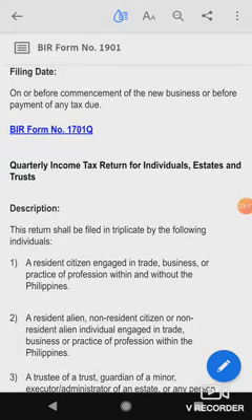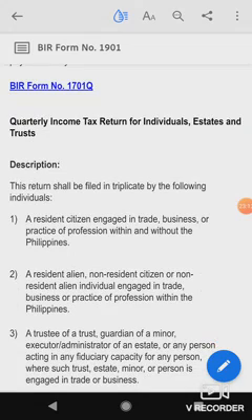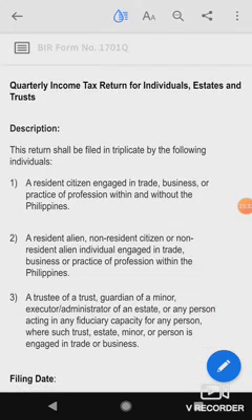BIR Form Number 1701Q. Q means quarterly income tax return for individuals, estates, and trusts. So when we say quarterly, it is every 4 months. We divide the 12 months of the year by 4. We pay 3 times every year. So, the description.